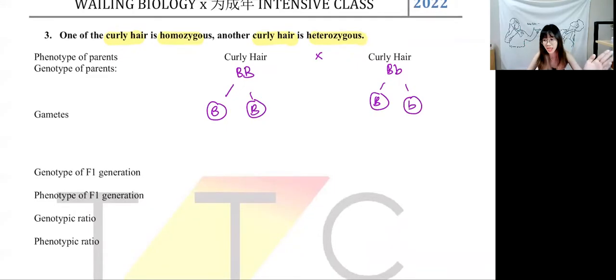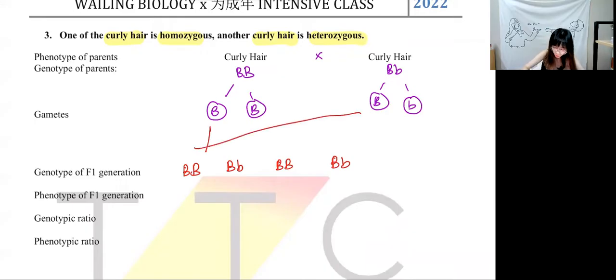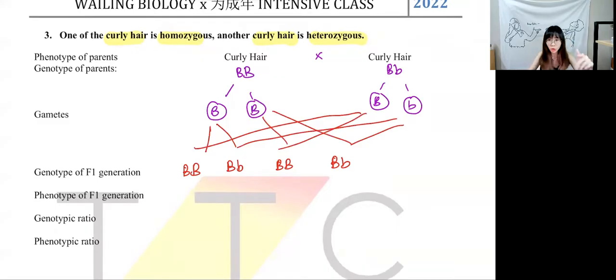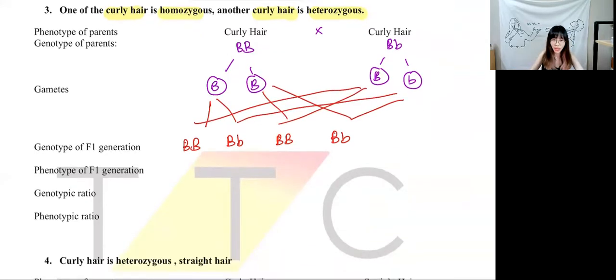Okay, if you are pro already, guys, you don't need to draw lines anymore. You can straight away write the answer. But if you feel very confused, or you're not very confident with your answer, then you draw your lines to get your answer. And then we have phenotypic ratio. This is curly hair, because you have dominant, right? When you have dominant, it always shows the dominant characteristic.